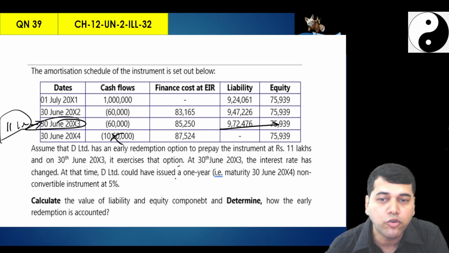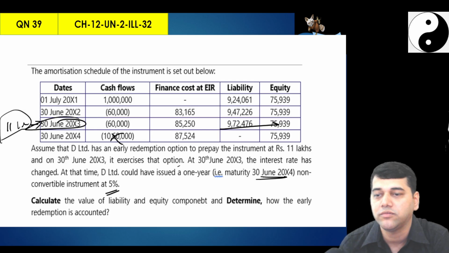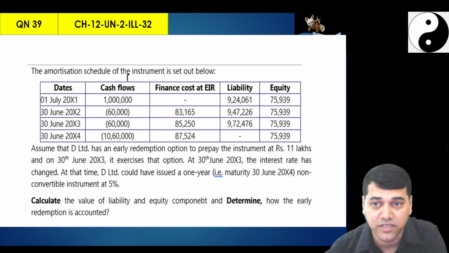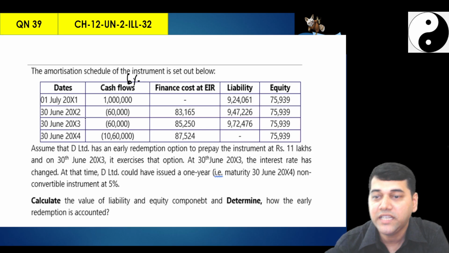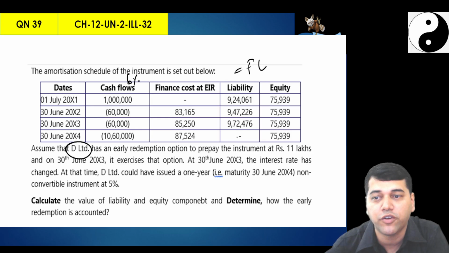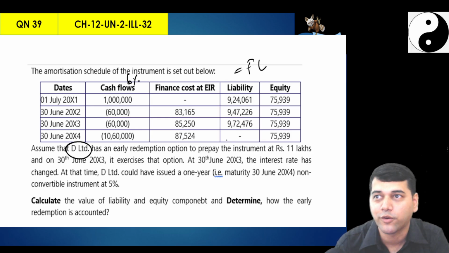At that time, D could have issued a 1 year maturity instrument, 31st 2004, at 5%. See, what is your contractual cash flow now? What is your contractual rate? 6%. Now, the interest rate changed, and D Limited has issued this. That means this must be a financial liability for D Limited. Which question is very silent. You have to figure all these things out.